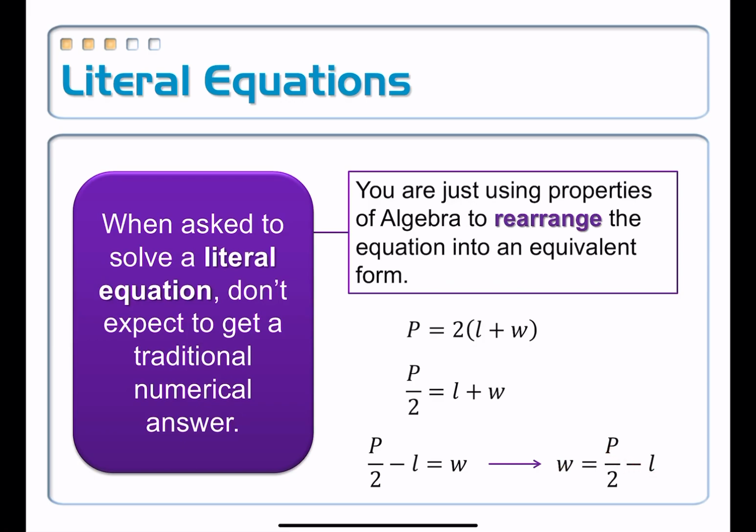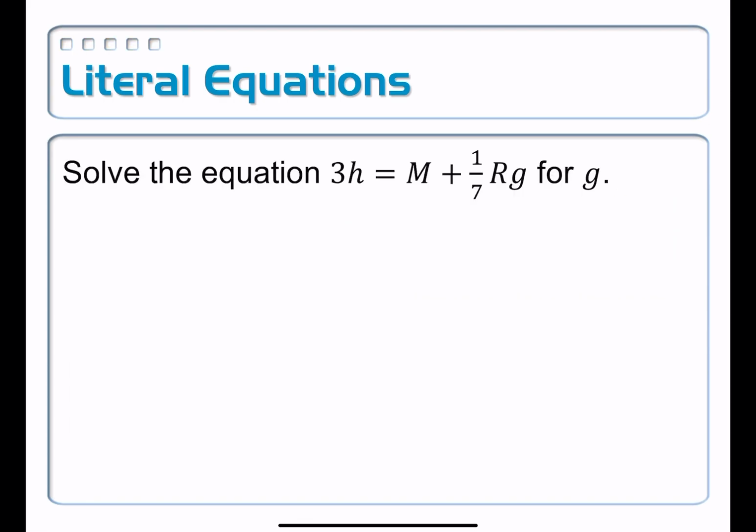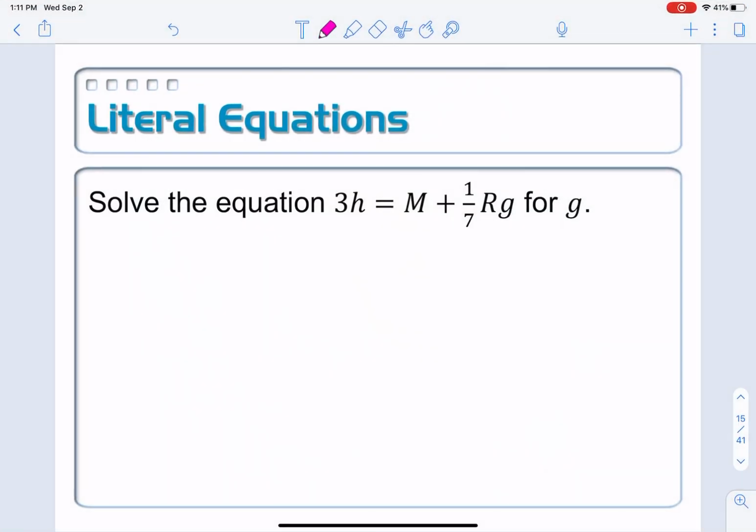All right, so let's give one of these a try where we're working at it from scratch. It's not all animated like this one was. We're actually writing out the steps. So solve the equation 3h is equal to m plus 1/7 rg, and we're solving that for g. Okay, let's come over here so I have some working space.